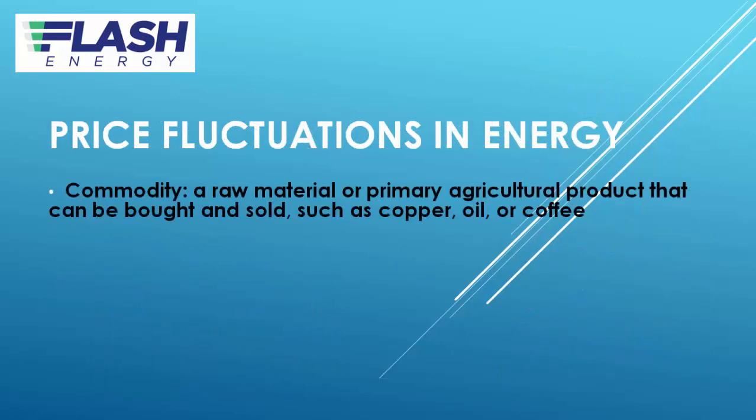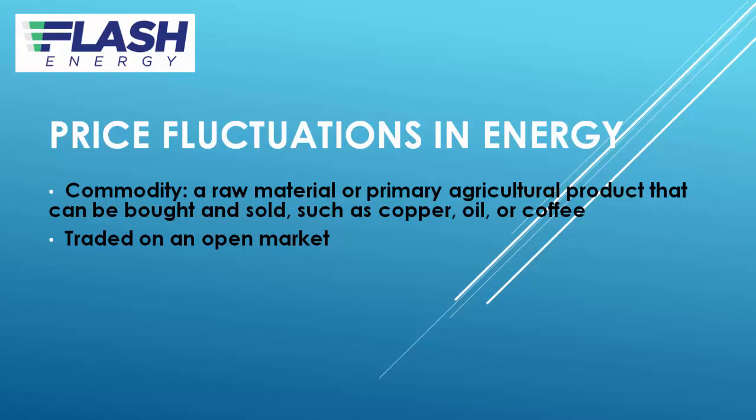So price fluctuations in energy. There's a lot of different reasons why the price of electricity and natural gas fluctuate. It's a commodity, and a commodity is a raw material or primary agricultural product that can be bought and sold, such as copper, oil, or coffee. All commodities are traded on an open market, all right? And so electricity, energy's got its own stock market. They've got a real-time market and they have a day-ahead market.